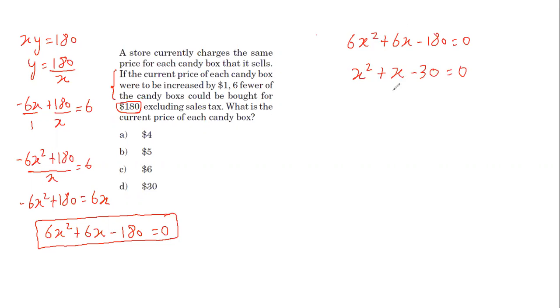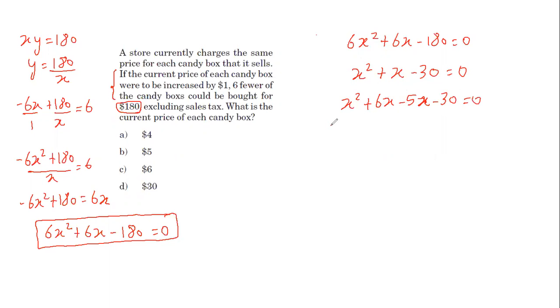Now, to do the middle term splitting, that's how we solve a quadratic equation. We do the middle term splitting here. So the product has to be negative 30, and the sum has to be plus 1. So that will be x square plus 6x minus 5x. So 6 into negative 5 is minus 30, and 6 minus 5 is plus 1.